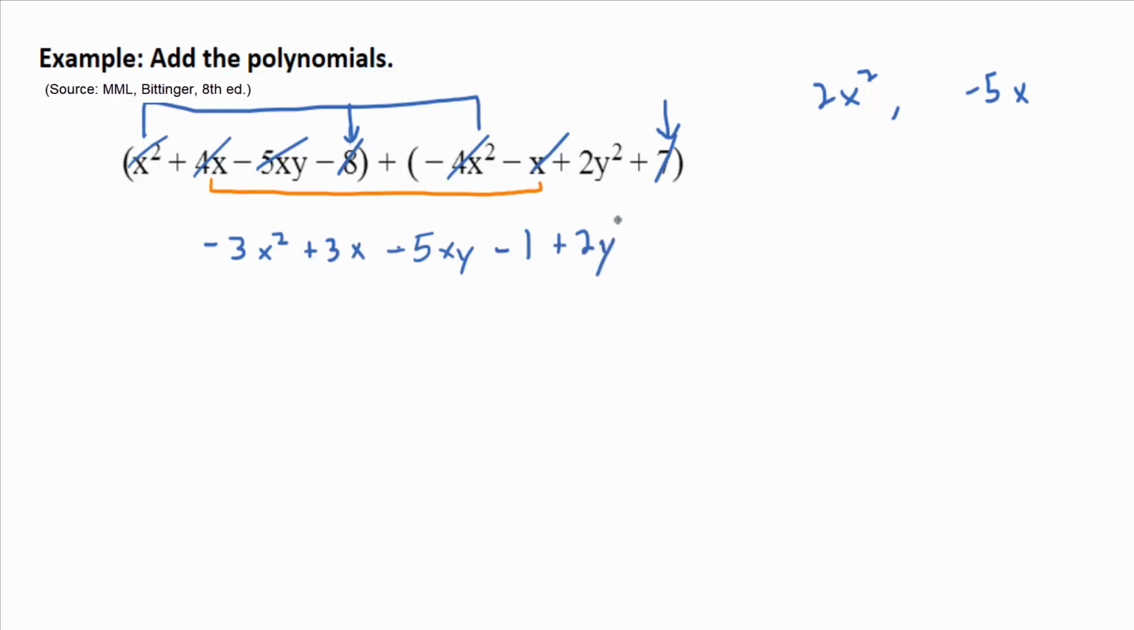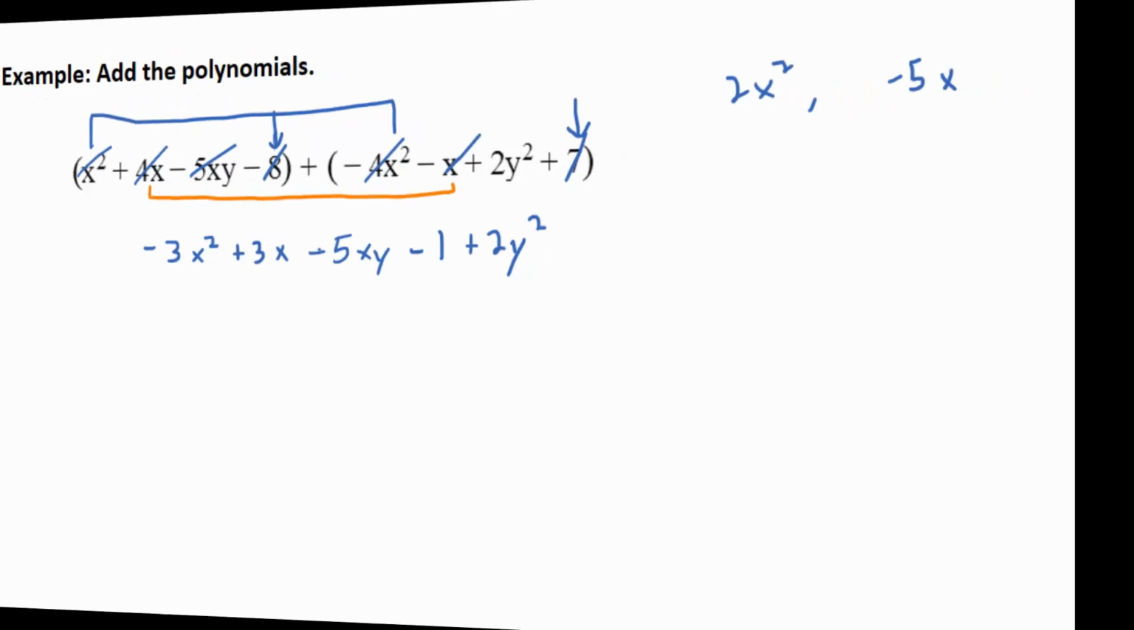Plus 2y squared. If you prefer having the variable before the constant, you could reorganize it, make it, after the minus 5xy, you could make it plus 2y squared minus 1. The order of addition doesn't matter, does it? So if you rearrange it, it doesn't matter. Nothing new, right? Combining like terms? Yeah, that's old stuff. Okay.